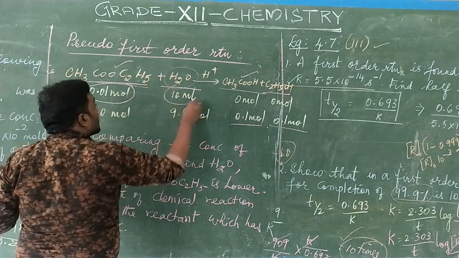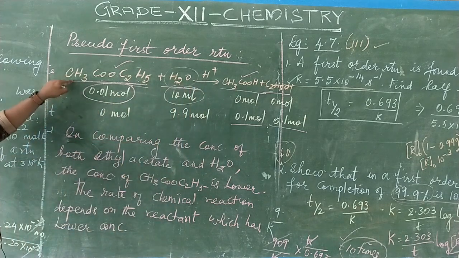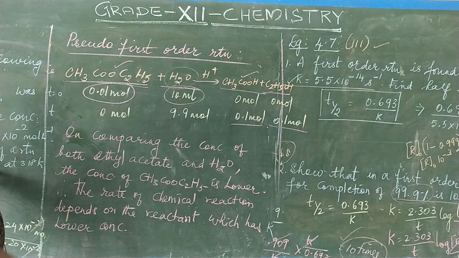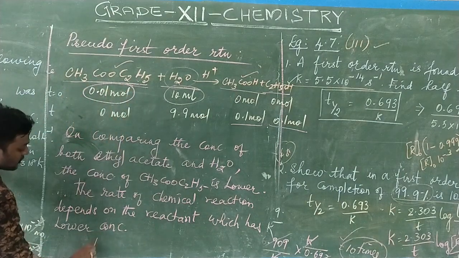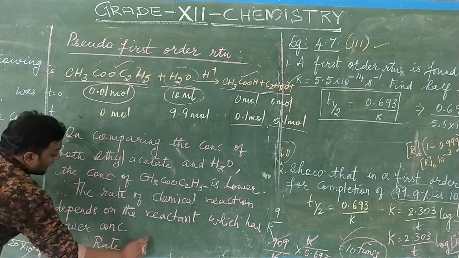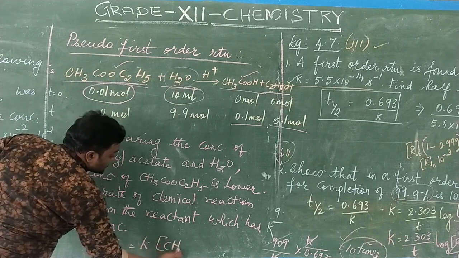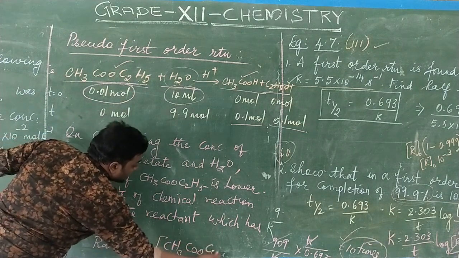0.01 is lower compared to that of 10 ml. So the concentration of ethyl acetate is lower. Therefore the rate of the chemical reaction depends on the concentration of only ethyl acetate, not water. So the rate will be equal to K into the concentration of CH3COOC2H5.